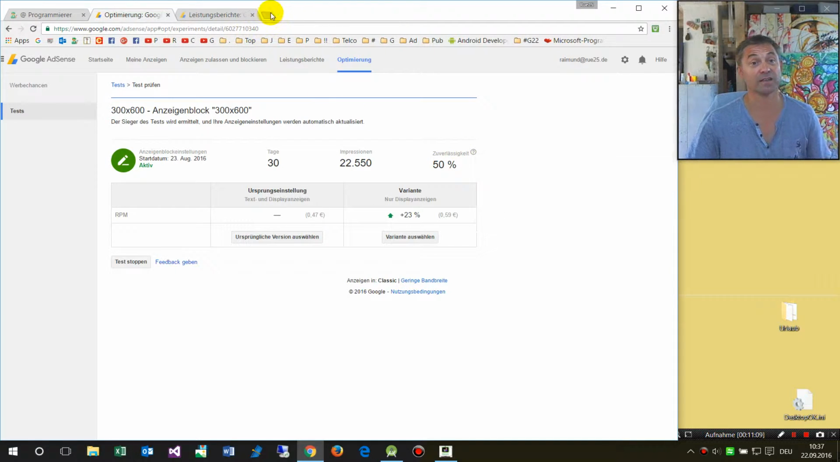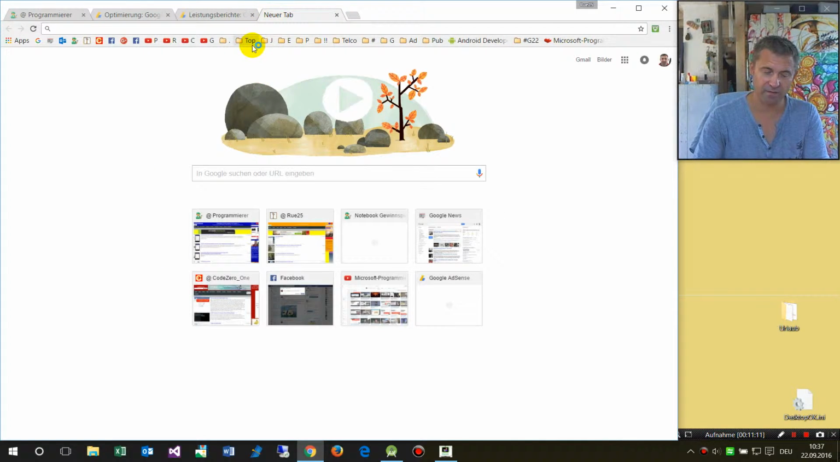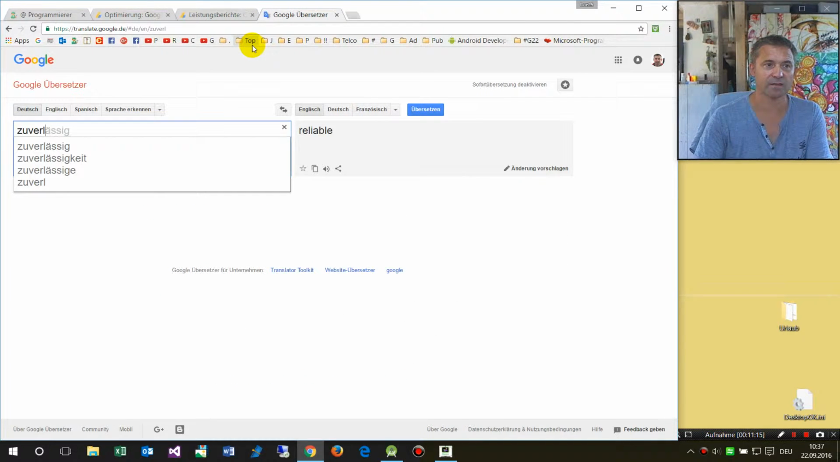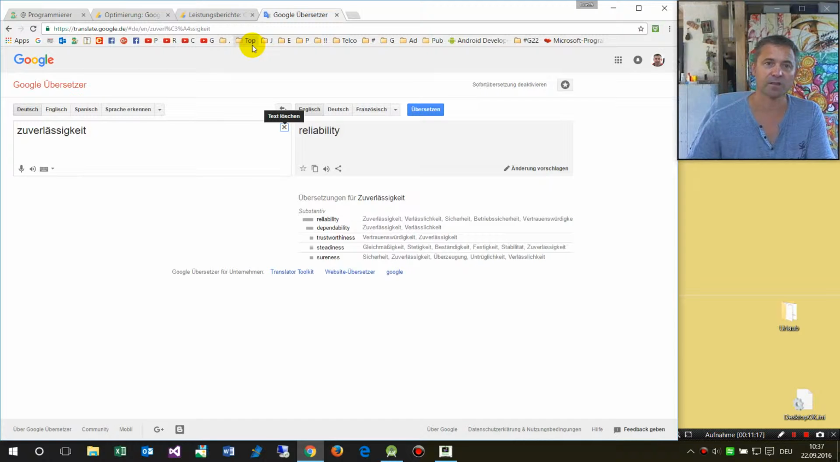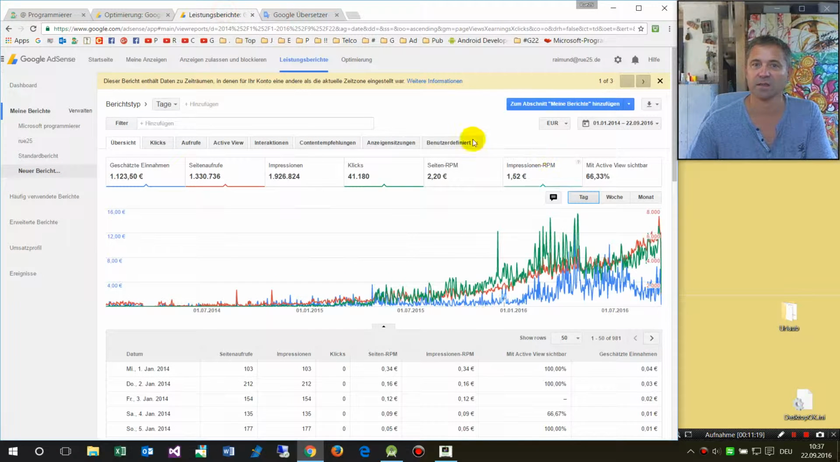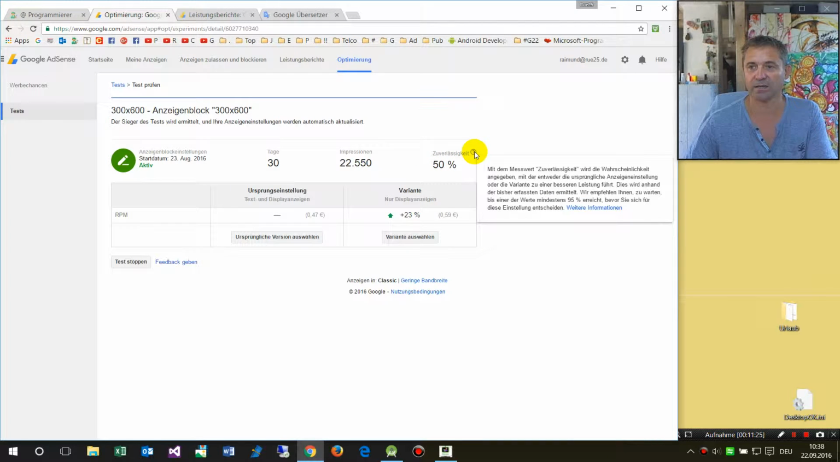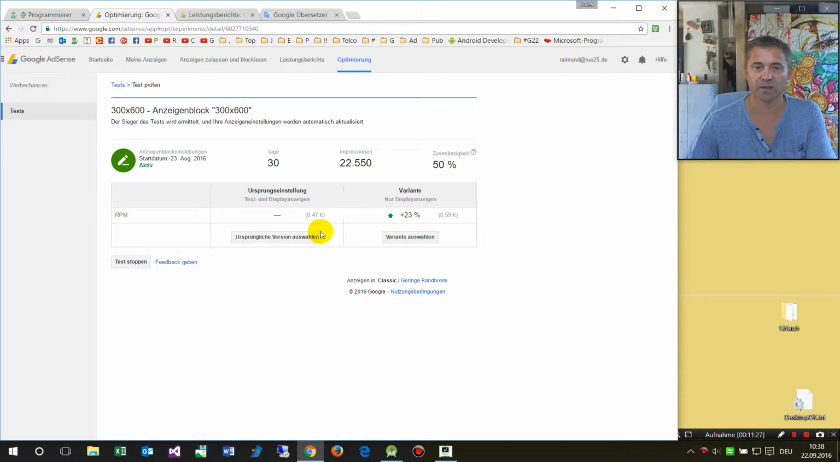Target reliability. Sorry, translate. The real reliability, until the reliability grows up to more than 90%. But even now I will see, and this is always 50%. Whenever you begin, it's 50%.